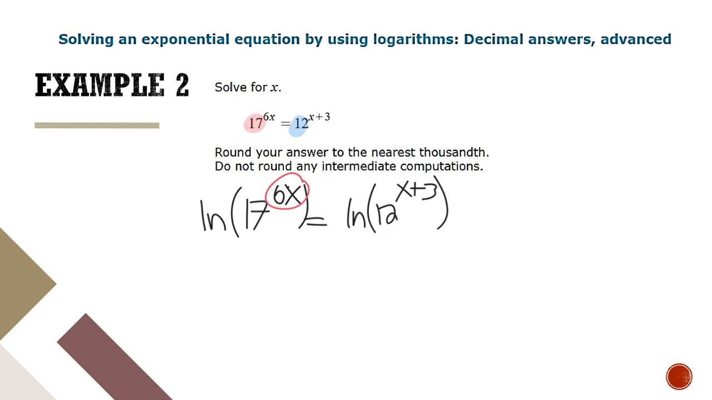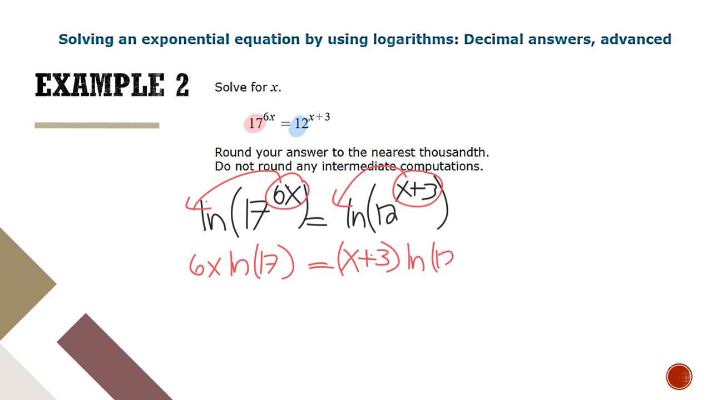Then again, we use that power property to bring those in front. So we have 6x times the natural log of 17 is equal to the x plus 3 in parentheses times the natural log of 12.